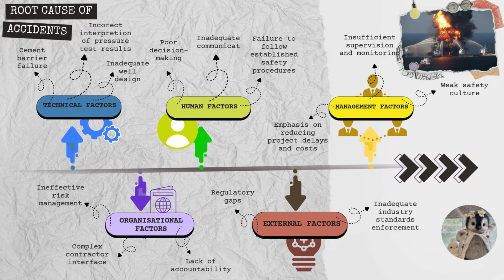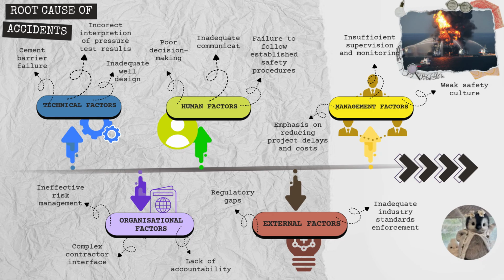Next, human factors also played a significant role, which is poor decision making, inadequate communication among project personnel, and failure to follow established safety procedure, contributing to the misjudgment of warning signs before the blowout occurred. The management factor also included insufficient supervision and monitoring, as well as pressure to reduce project delays and costs. These priorities may have influenced critical operational decisions.